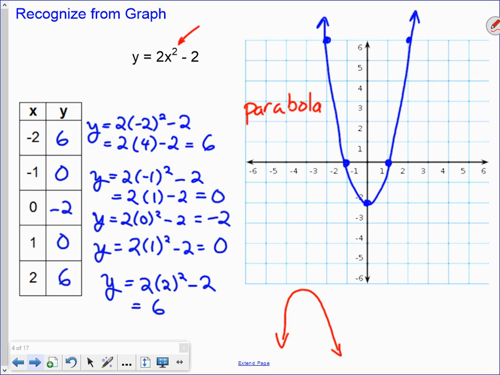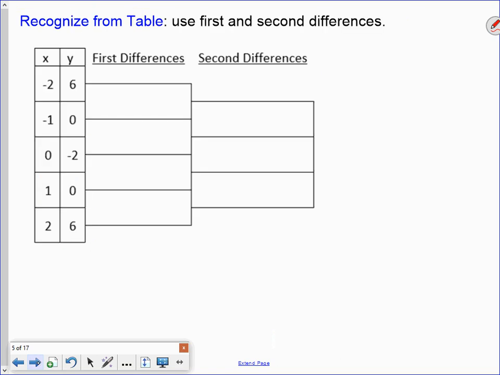Either way, all of these parabolas have the same shape. They go in one direction, they have a turning point, and then they go back in the other direction. So we can easily recognize a quadratic relation from its graph. What about from a table of values?